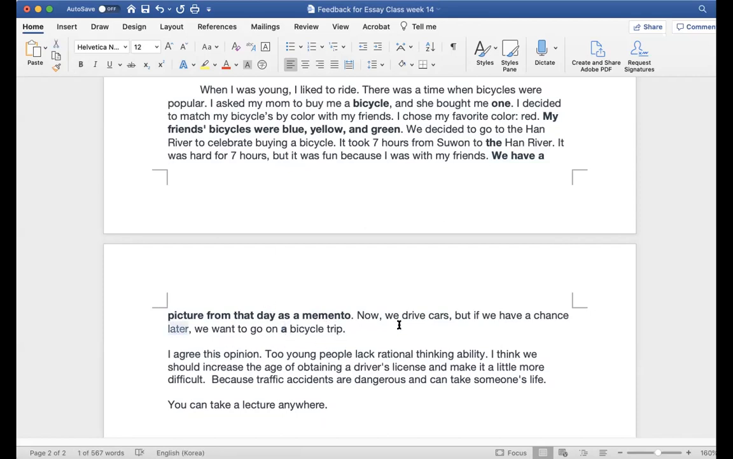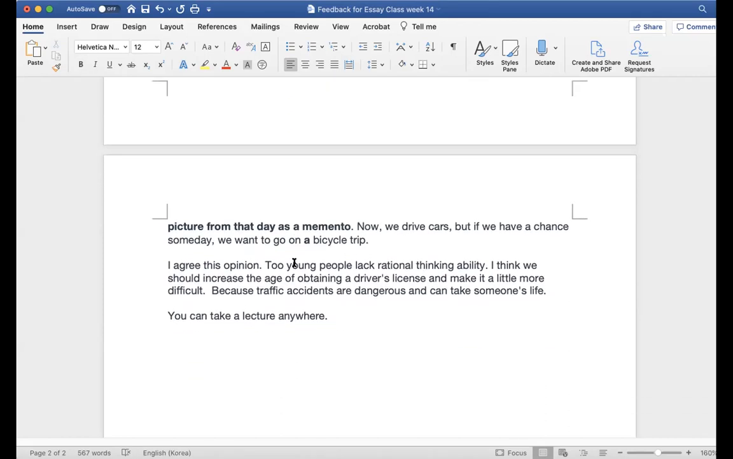Later is okay, but it sounds a little more natural to say now we drive cars, but if we have a chance someday, we want to go on a bicycle trip. Okay. This one here, I agree this opinion. I agree.